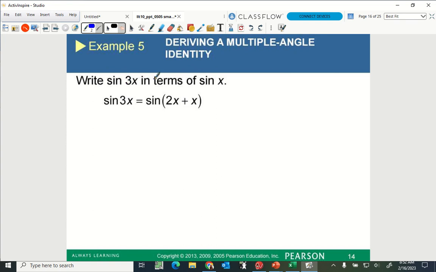So write sine 3x in terms of sine x. So what we're doing here is we're trying to break this up. So if we currently break this up into sine of 2x plus x, right? Is that still 3x? Okay, good. But now, if I only want it in sine, let's write this out first. So using my addition formula, it's going to be sine of 2x cosine of x plus sine of x times cosine of 2x.